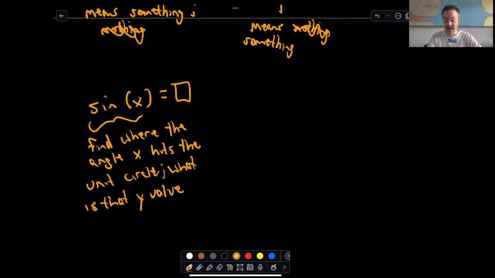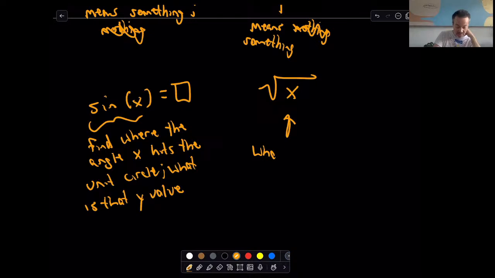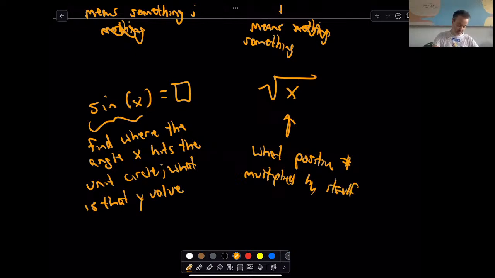That is the number that sine of x is going to return. Sine doesn't mean anything on its own because you need to input something. Just like the square root doesn't mean anything by itself. But the square root of x, we know what that is: what positive number multiplied by itself equals x.